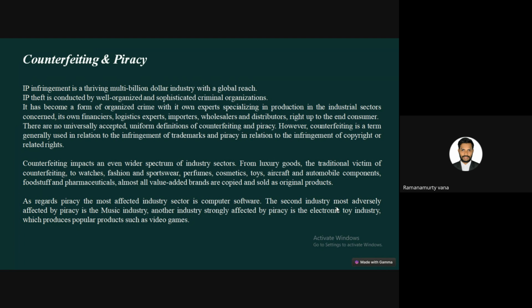As regards piracy, the most affected industry sector is computer software, the second is music, and the third is the electronic toy industry, which produces popular products such as video games.